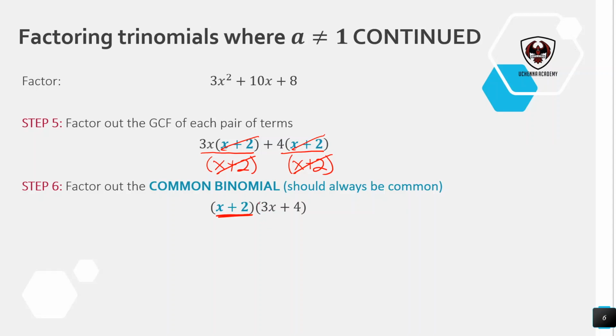And then the second bracket will be the leftover. And what's left over when I divide each of these terms by x plus 2? Well, for the first part, I'm going to have 3x. And then the next part, I'm going to have plus 4. So that's my 3x plus 4.